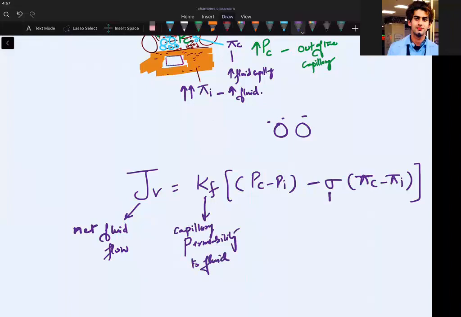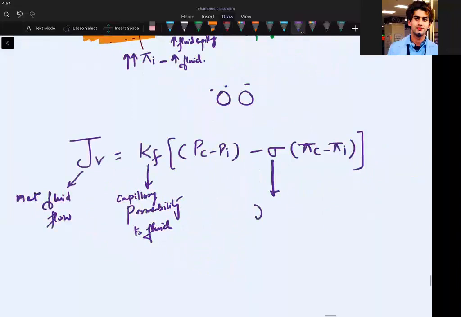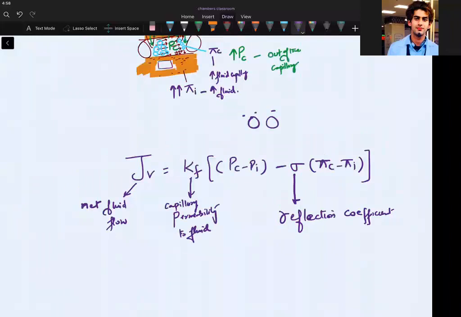What is sigma? Sigma is basically called the reflection coefficient. What is the reflection coefficient? It is a measure of permeability to protein. So he has included two quantities. KF means permeability to fluid, but sigma means permeability to protein, so capillary permeability to protein.